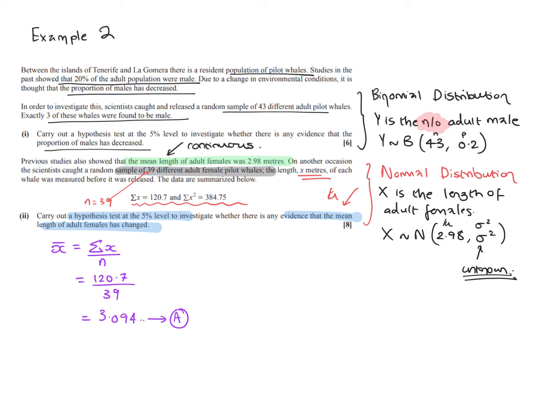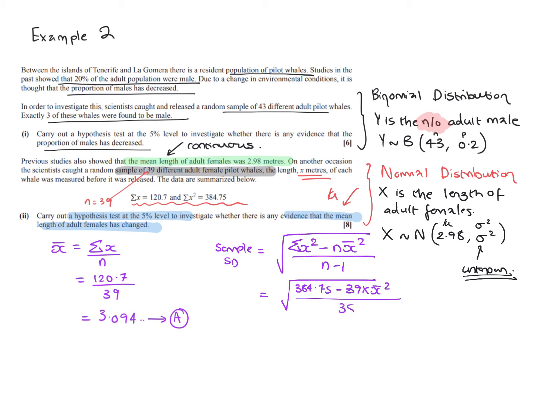Now, the next thing that we need to do is work out the standard deviation for this sample. Our sample standard deviation is equal to the square root of sigma x squared minus n x bar squared, all divided by n minus 1. So let's input the information: 384.75 minus n, which is 39, multiplied by x bar squared, all divided by 38. Let's work out the sample standard deviation, and this comes to 0.54287... Again, I'm not going to round this for the moment. I'm going to store this in a calculator memory, so I've got it ready for use.